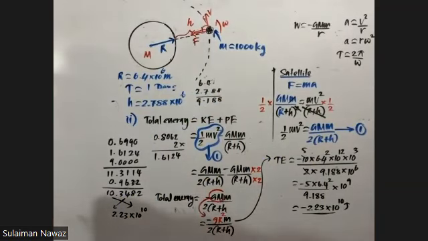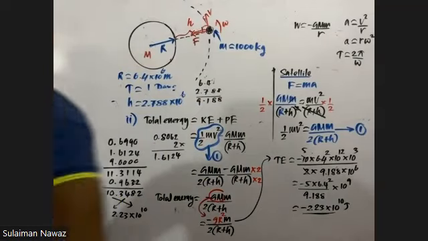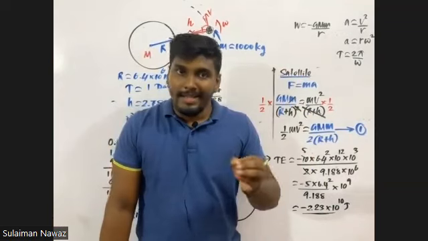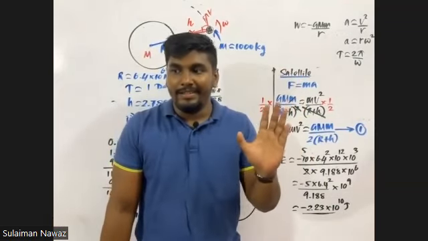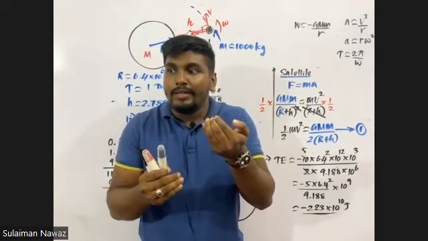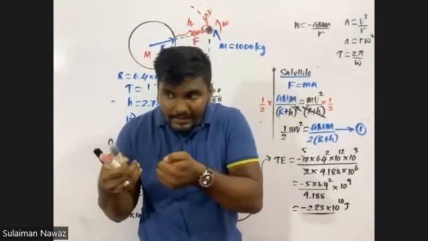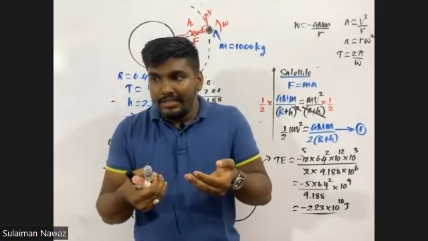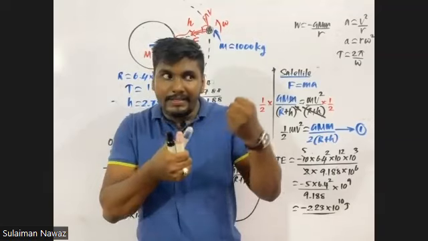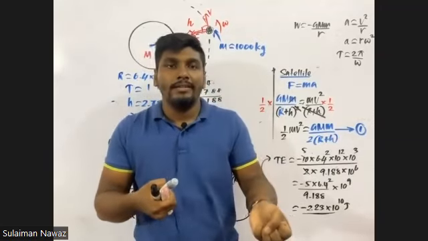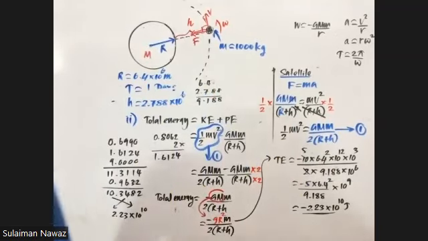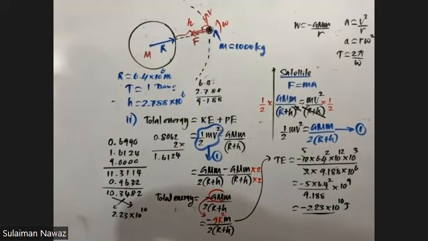Then the next question, Roman number 3. Find the minimum energy required to take the satellite from the surface of the Earth to its orbit. I explained everything. Change in potential energy, that's the minimum energy, right? The Roman number 3 answer is change in potential energy.